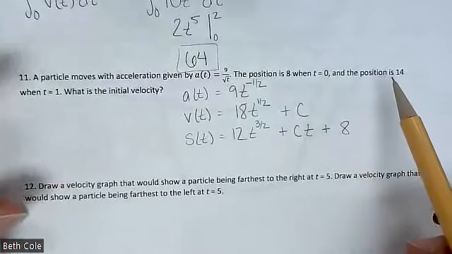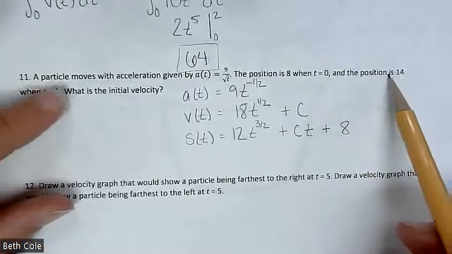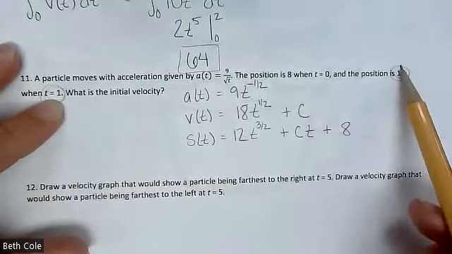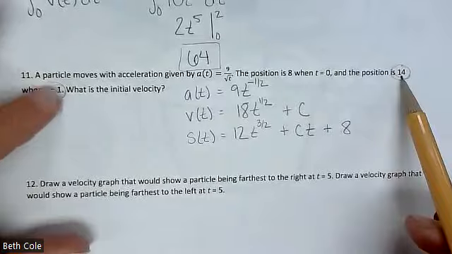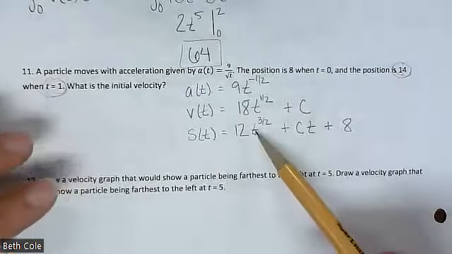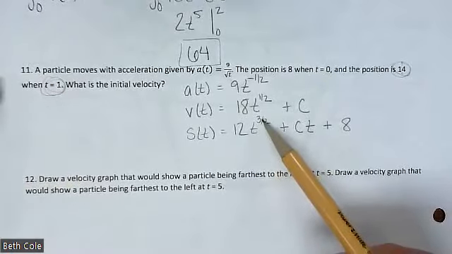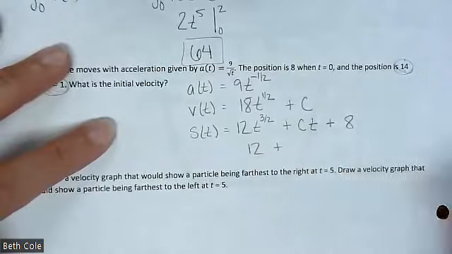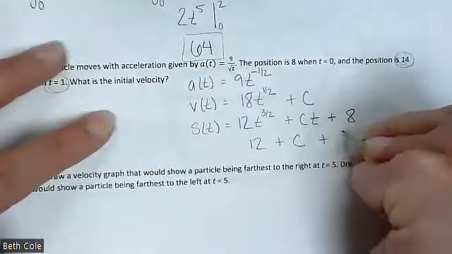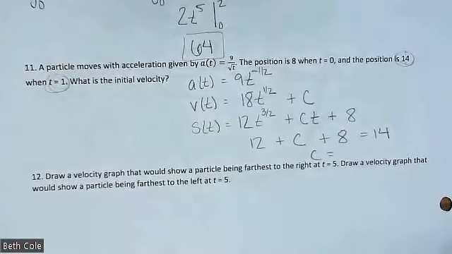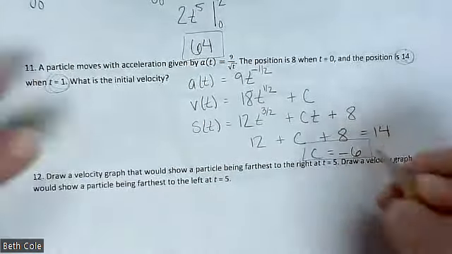Okay, now what we're going to do, we're going to use that other piece of information. At time 1, your position is 14. So we're going to plug in 1 and set it equal to 14. All right, I promise it won't be as bad as you think because 1 is an easy number to work with. What's 1 to the anything? 1 times 12 is 12 plus C times 1. C plus 8 equals 14. And then you just solve that for C. So 12 plus 8 is 20. So -6 is your answer.